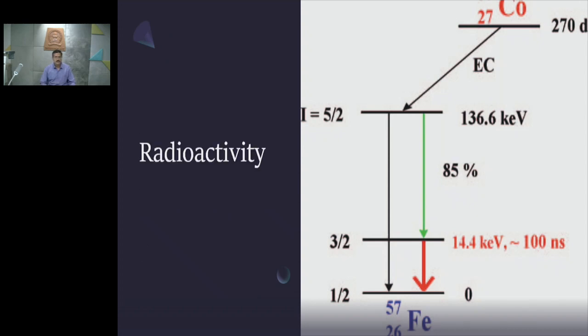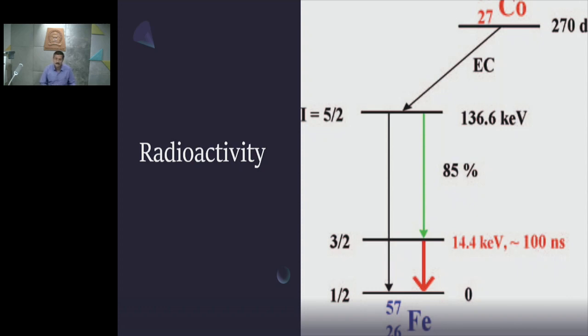First of all, in the case of radioactivity, this phenomenon is based on the absorption of gamma radiation, and therefore cobalt is a major source, where electron capture leads to de-excitation with spin 5/2. But this is a highly unstable state. It comes to the ground state by a de-excitation process with spin 1/2, also 3/2. And from 3/2 to 1/2, that transition takes a very short time, 100 nanoseconds, and it has to emit the gamma radiation.